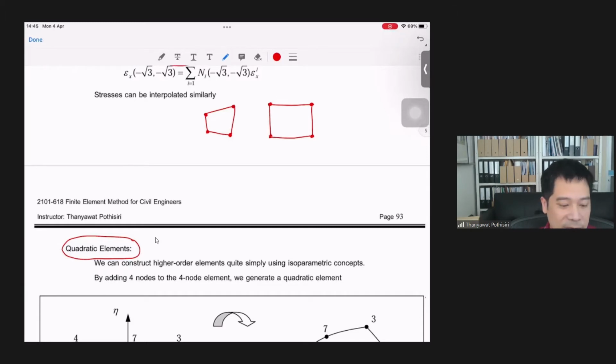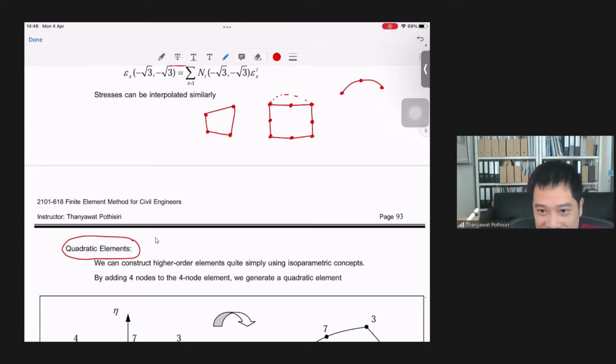But what if you use higher order elements? Okay, for example, if you put more nodes onto each edge of the element like this, then it means that now you can have a quadratic function along each of these edges. So when this element deforms, it can have a curved edge like this now.